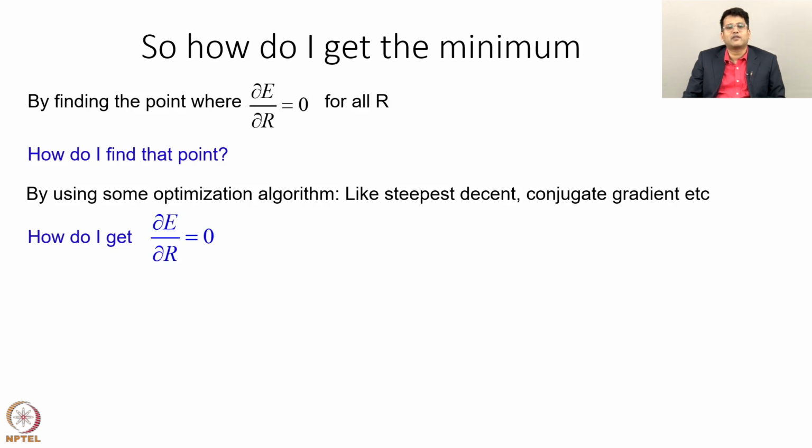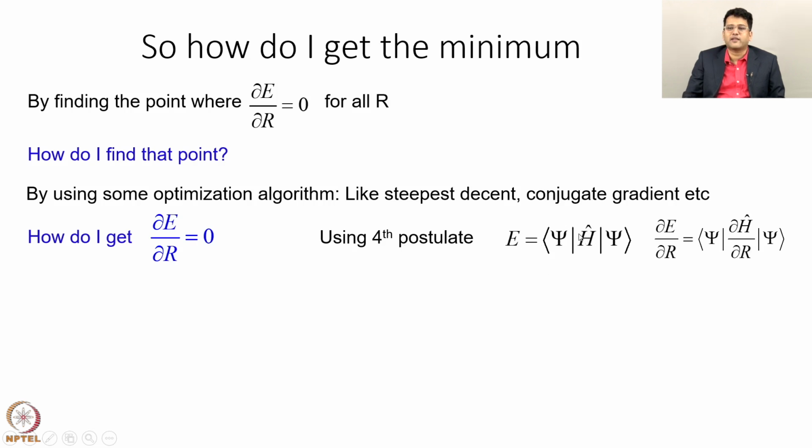Now, how do I get to the point where dE/dr is equal to 0? First, I have to calculate this gradient. And how can I calculate it? I will use the fourth postulate. If I have a well behaved wave function, I can just replace the Hamiltonian by the derivative Hamiltonian, and the corresponding expectation value will give the corresponding property. So, this is where I am going to calculate the gradient.